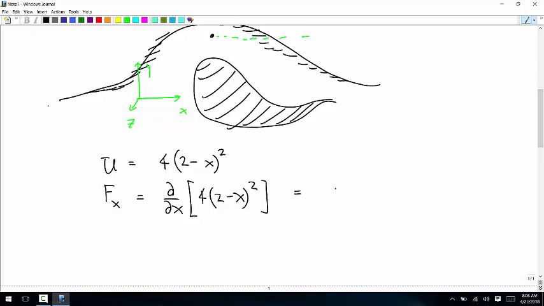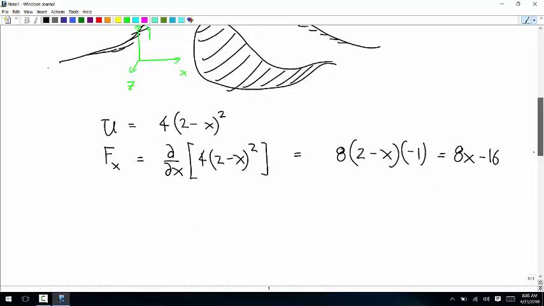So it's 8 times 2 minus x to the first times negative 1. And so you get 8x minus 16. Yes, very good. And so that's the force in the x direction. What's the force in the y direction? Well, 0, because there's no y in there.